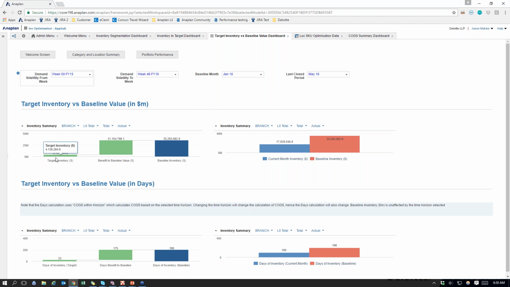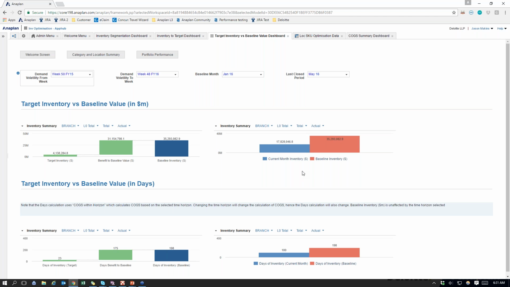And as I move across here, we can see we're looking at our branches. That context has followed me over. And I'm saying across all my branches, I only want to hold about $4 million of inventory, yet my baseline inventory value, so this is my value back at Jan 16, is actually 35 million. And there's a huge benefit. I'll probably call out now that you would never realize all of that benefit. You never get it quite perfect, and maybe you never want to run quite so lean, but a huge portion of that is completely achievable.